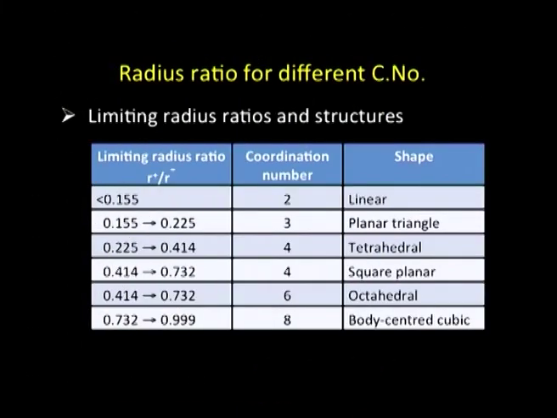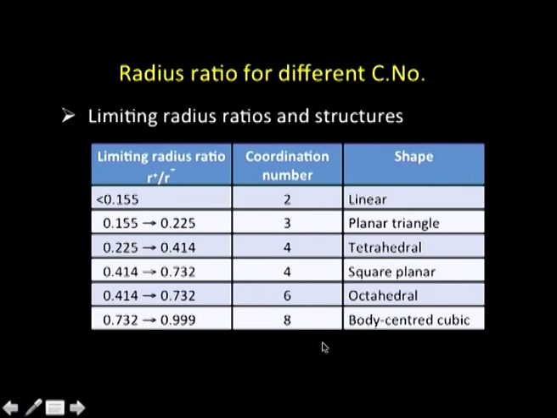Now, let us go further and see that if we do a similar exercise for different coordination numbers, we come across the following data, which is available in all books. What we can see from here is the structures adopted for different limiting radius ratios. If the radius ratio is less than 0.155, the coordination number will be 2 and the shape will be linear. If it is anywhere from 0.155 to 0.225, the coordination number will be 3 and we will have a planar triangular shape, what we just discussed here. And then going further, from 0.225 to 0.414, we can have tetrahedral or square planar and so on and so forth.